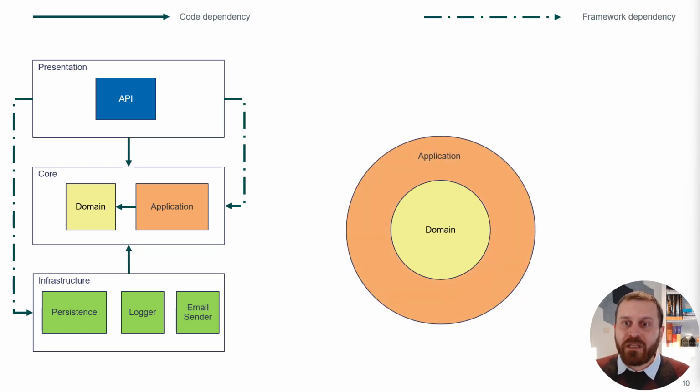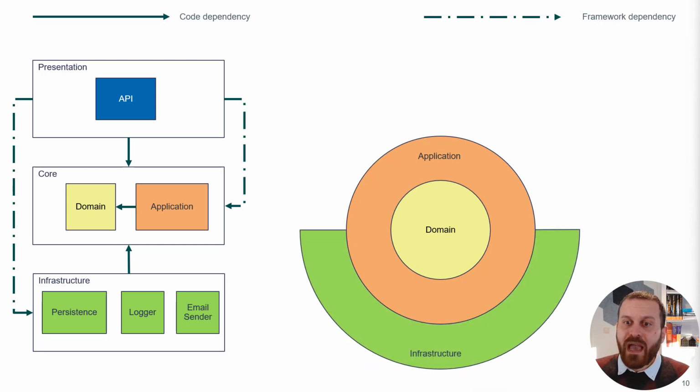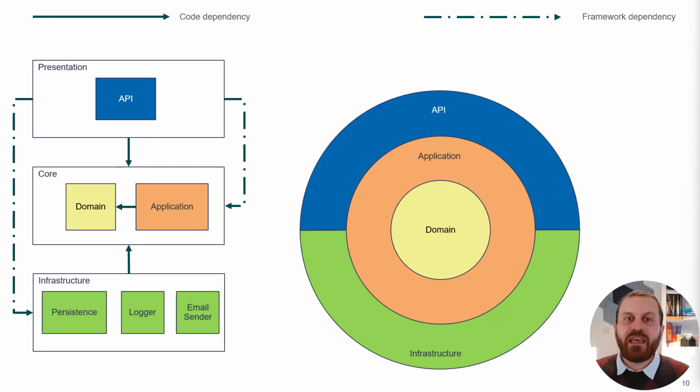And then we have the application layer. Application layer is a layer that we have our application business logics in it. In the domain layer, we have the domain business logics and entities. And then we have another outer layer for infrastructure. In the infrastructure layer, we can have persistence layer, we can have logger, we can have email sender, and we can have a lot of infrastructure related things. And then we have the presentation layer, which is my API.